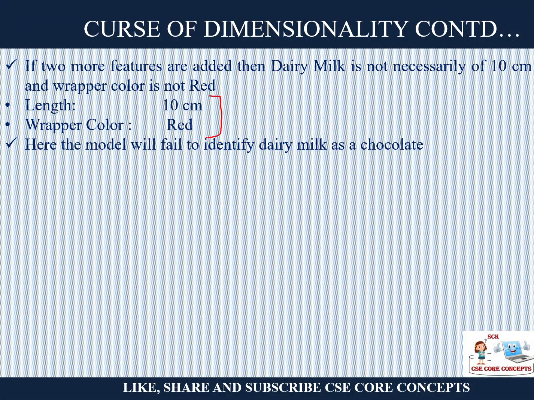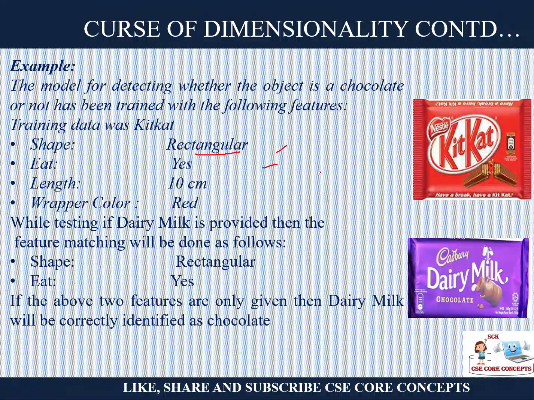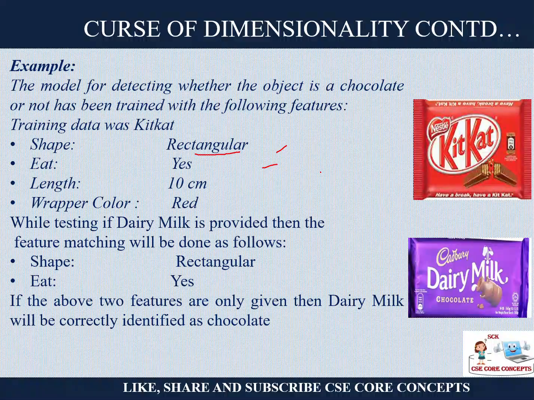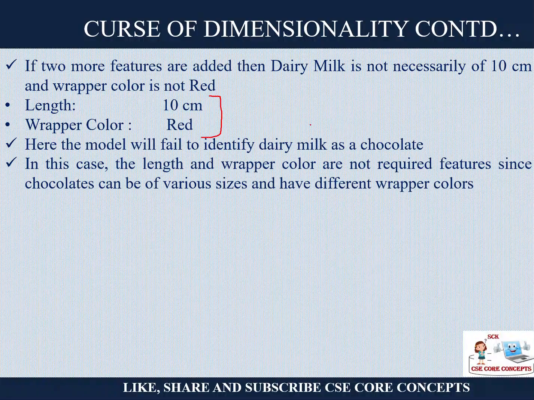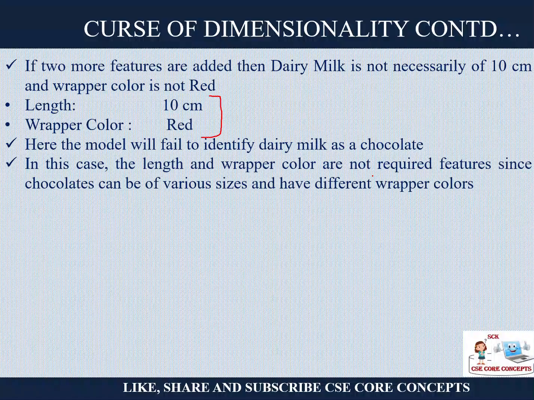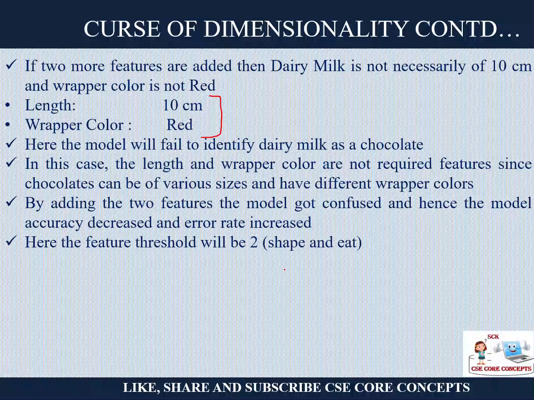Out of these 4 dimensions, how many are useful? Only the first 2 are useful. Then also I would say that rectangular might not be, because if you are asking for a Cadbury type, then it's maybe fine. In this case, the length and wrapper color are not required features, since chocolates can be of various sizes and can have different wrapper colors.